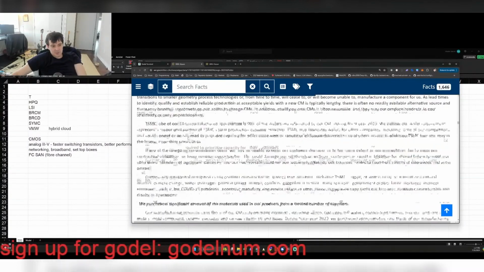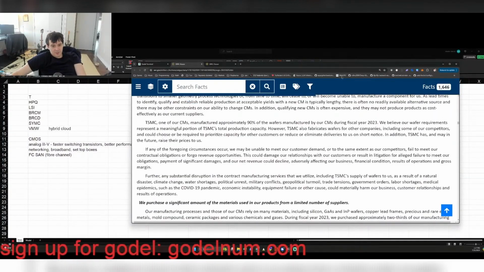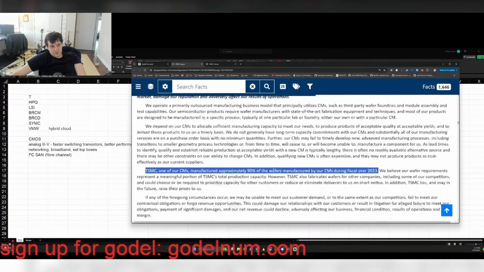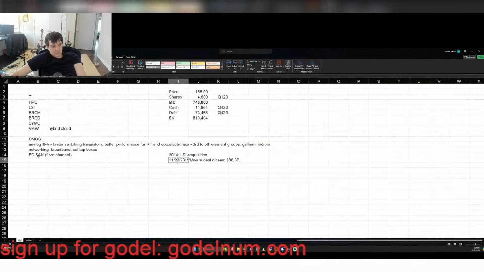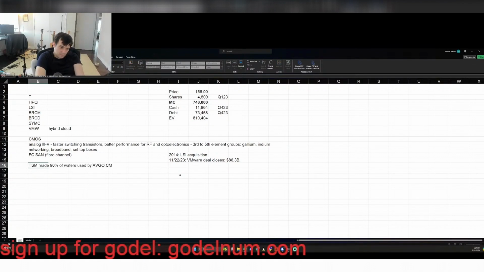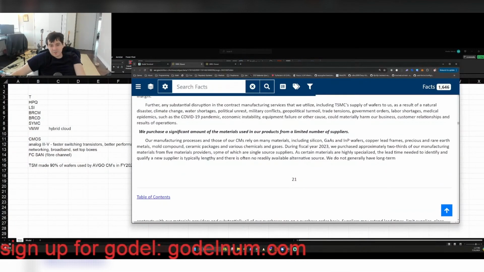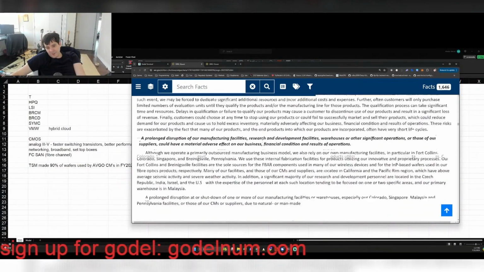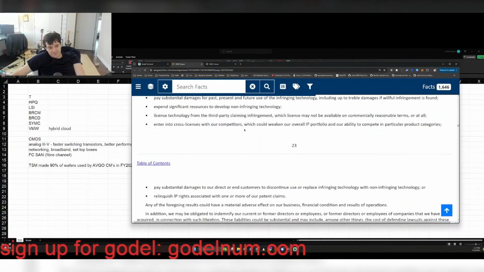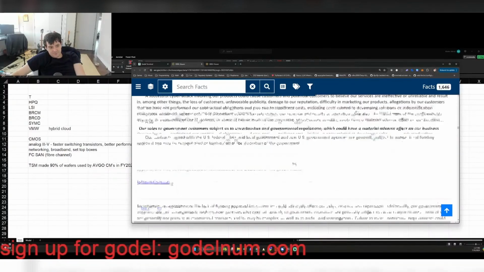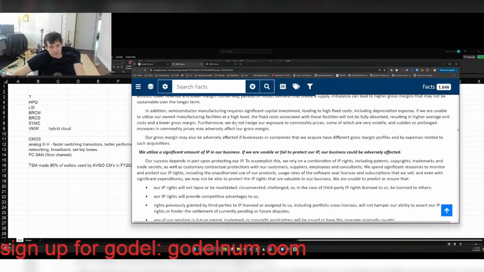They just buy companies and they've merged and merged and merged. Looks like Taiwan Semi is 90% of the wafers. Man, the world would be screwed over if something happened to Taiwan Semi. We wouldn't have any electronics.